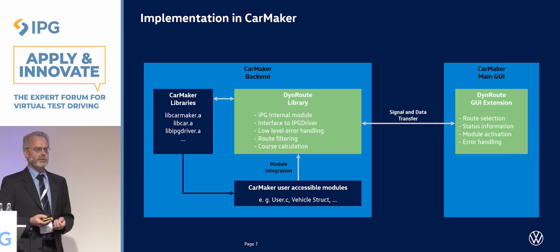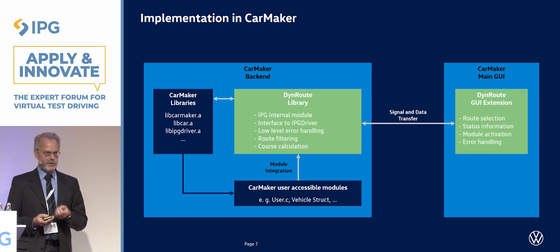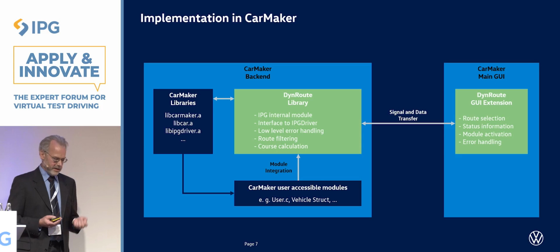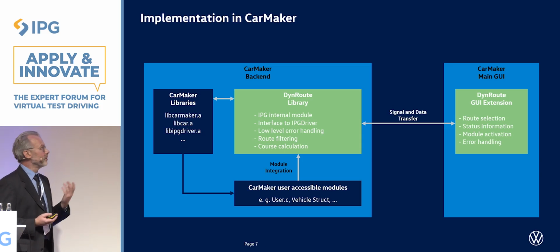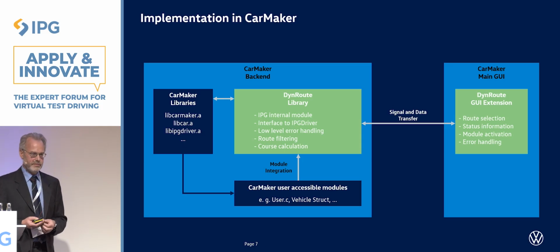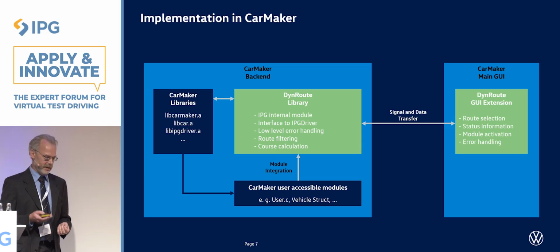Since the user should be able to operate with this function from the GUI, we have also there an add-on that enables us to start this function, select the route, and also get some status information. Of course, these two blocks have to interact with each other.